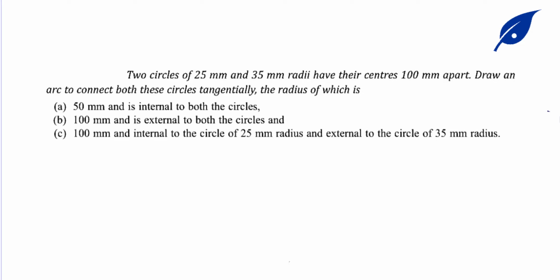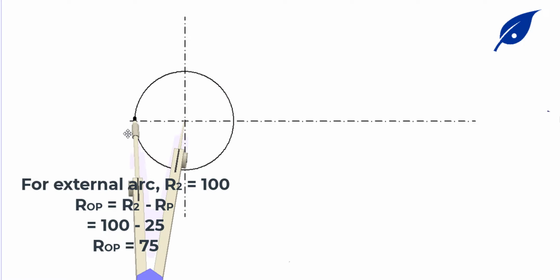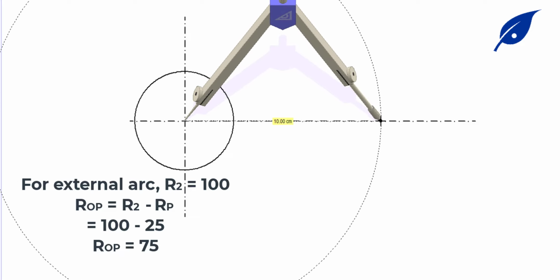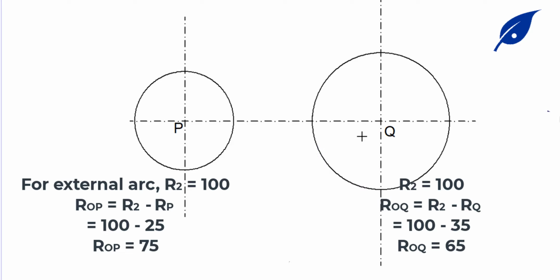We're going to draw the horizontal line, then we get the center of the circle P, then we'll draw it with the radius given to us, which is 25. The distance apart is 100mm. Then we'll also draw the circle for Q.